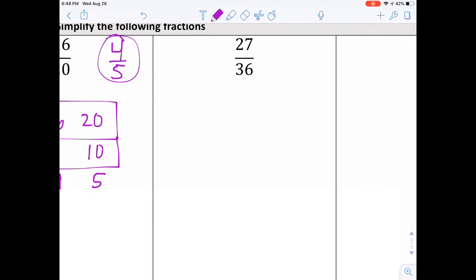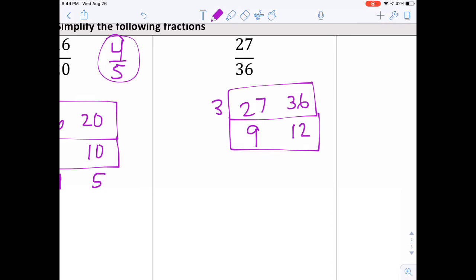On this next one, we have 27 and 36. You can divide a 3 out of both. 27 divided by 3 is 9, and 36 divided by 3 is 12. You can divide a 3 out of both 9 and 12 to get 3 and 4. Your final answer should be 3/4. If you saw out of 27 and 36 that you could divide a 9 out, go ahead and do that. I just chose to do 3 twice.